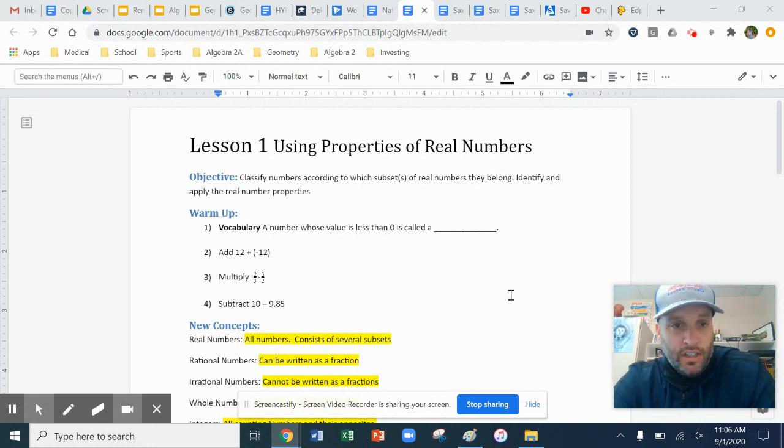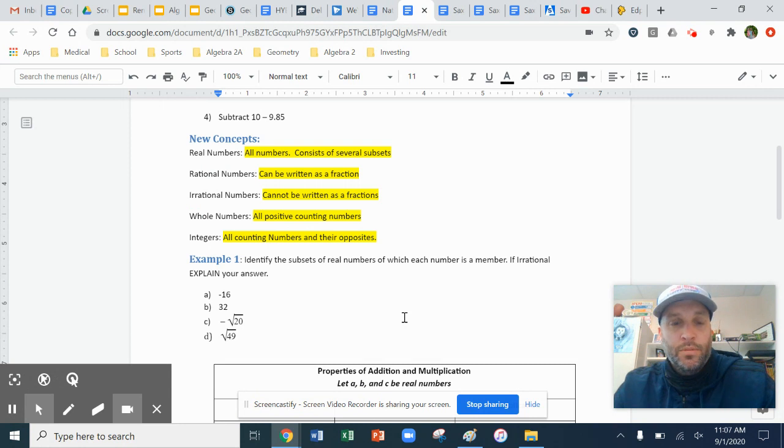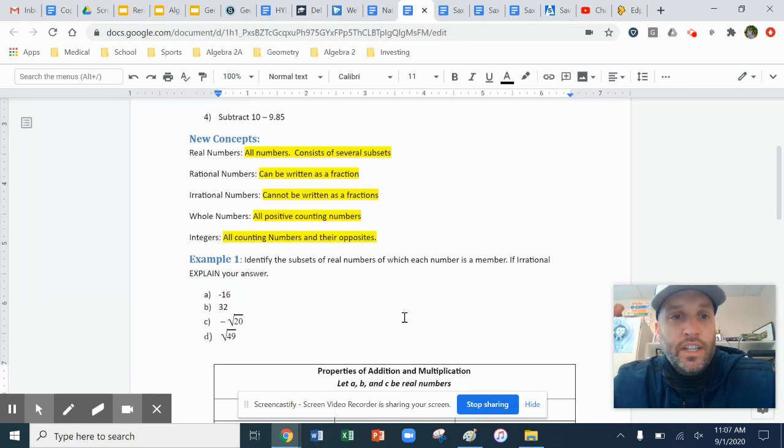Our learning target today is to classify numbers according to which subset of real numbers they belong and identify and apply the real number properties. First, we'll talk about the first half of our learning target, classifying numbers.